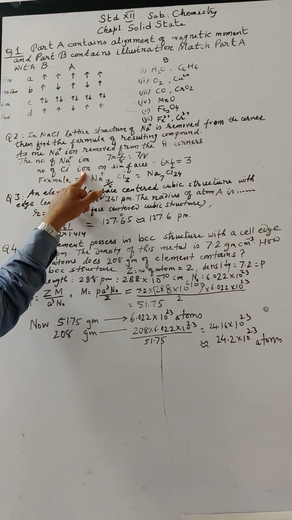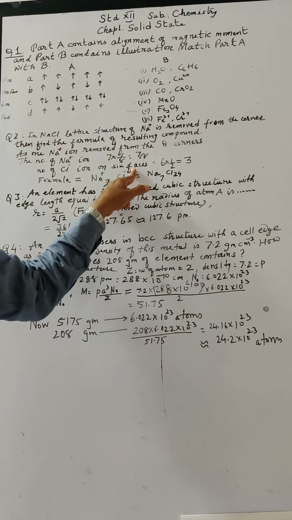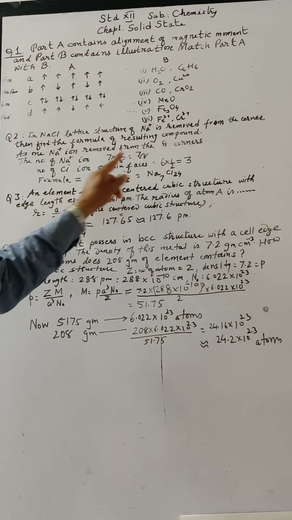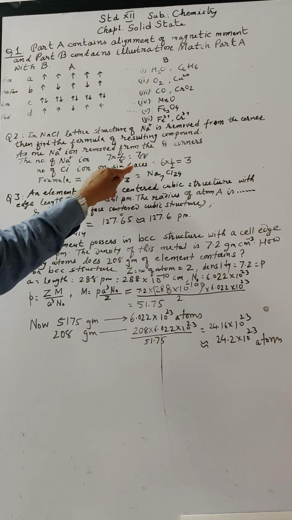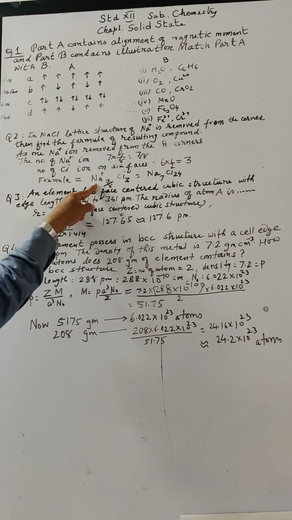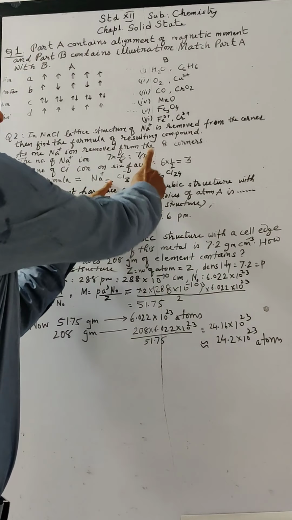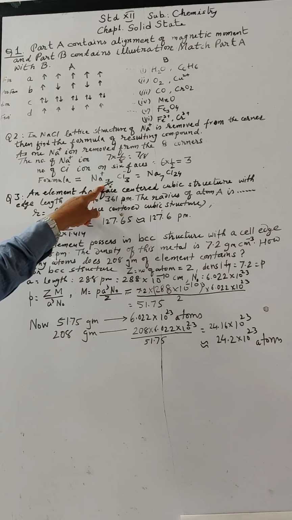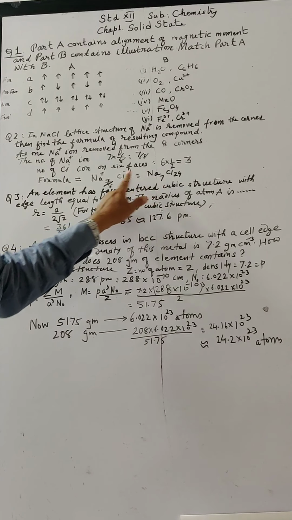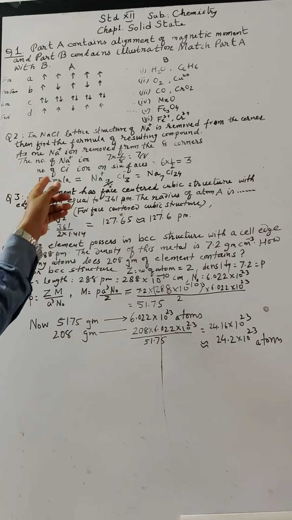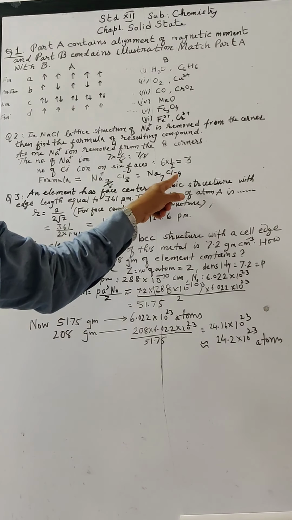Number of chlorine ions on 6 faces, formula 6 into 1 upon 2. So here the number of chlorine ions on 6 faces is equal to 3, and the formula will be Na 7 upon 8 and Cl3. Multiplying this 7 upon 8 with 8, it will be Na7 and Cl24. So the formula is equal to Na7Cl24.